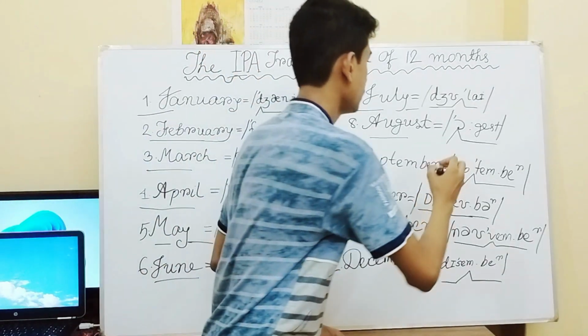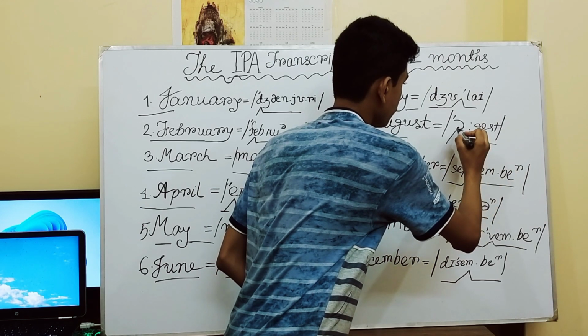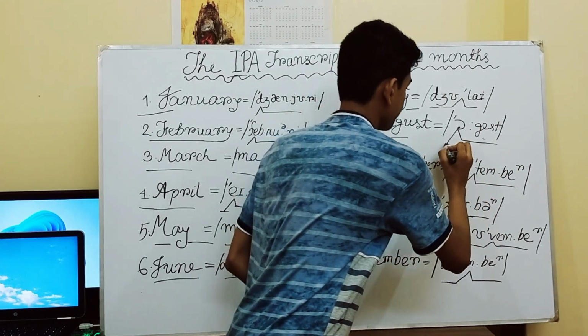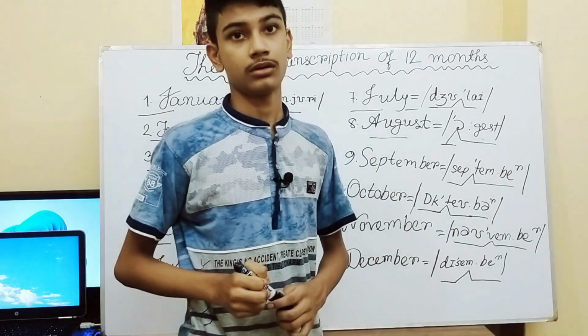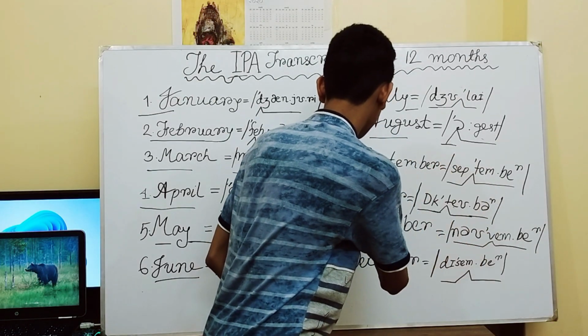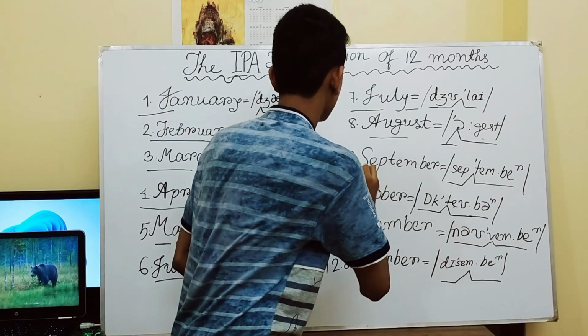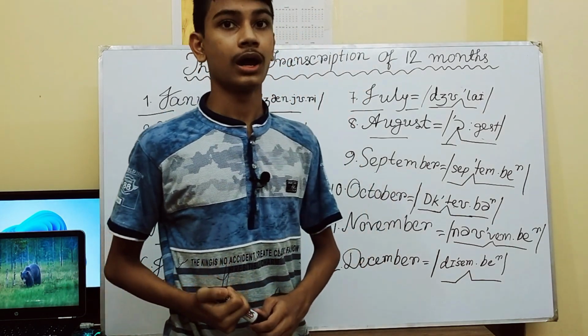August. Here, the transcription is August. And the stress is on the first syllable. Friends, after August, the 9th month of the year is September.